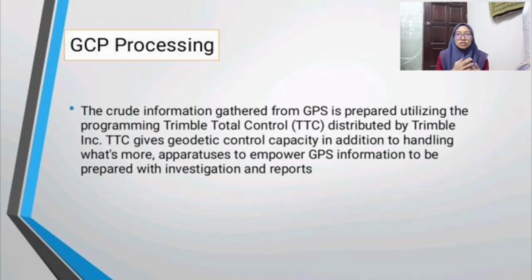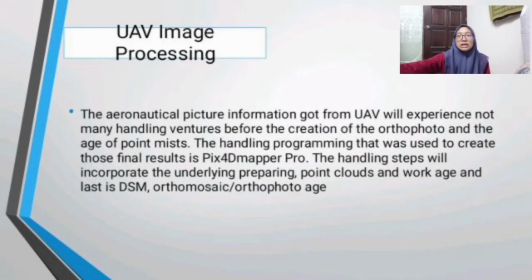The raw information gathered from GPS is processed utilizing the software Trimble Total Control, or TTC, distributed by Trimble Inc. TTC gives geodetic control capacity in addition to processing and tools to enable GPS data to be processed with analysis and reports. Next process is UAV image processing.